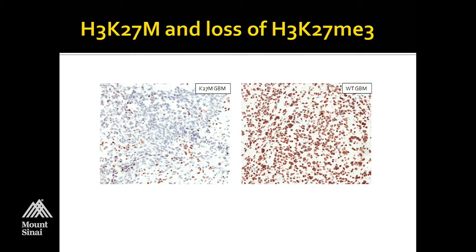If we look at human tumors, we can see the same phenomenon. So here's a wild-type GBM that's been stained with an antibody that will only see the trimethylated lysine 27 on histone 3.3, or all histone 3s.